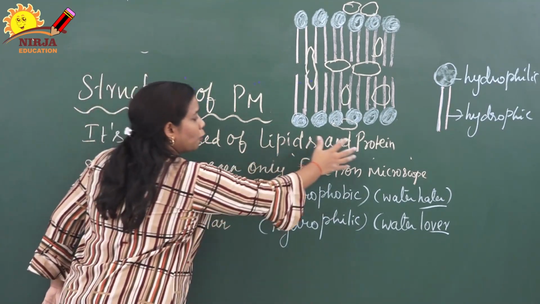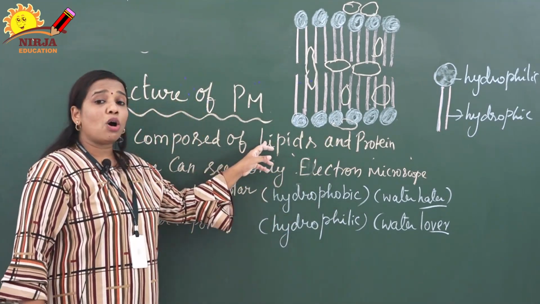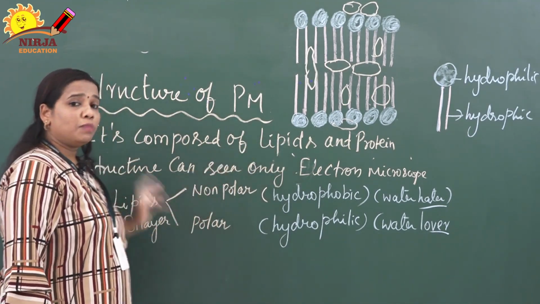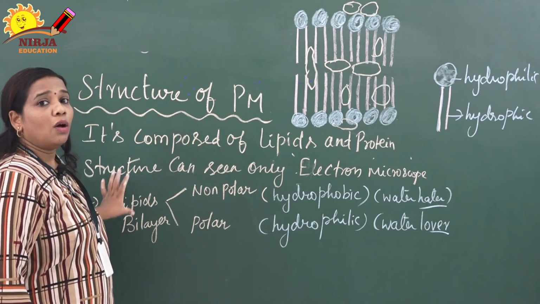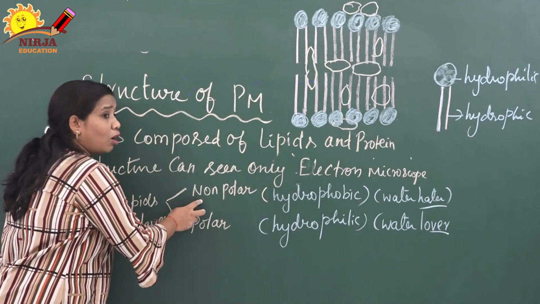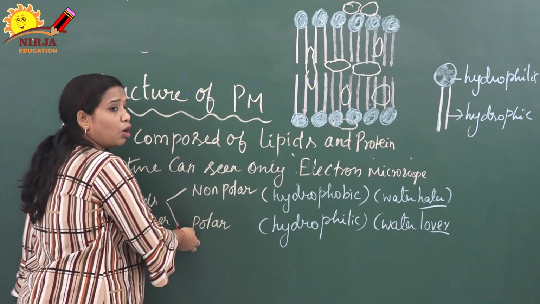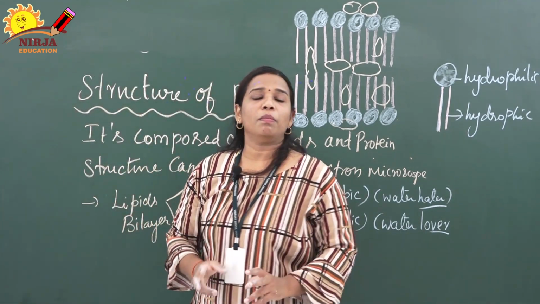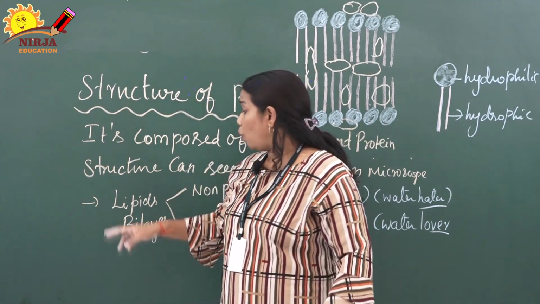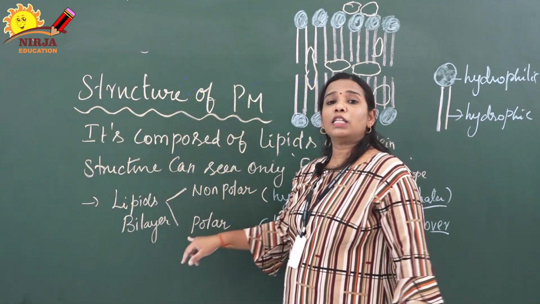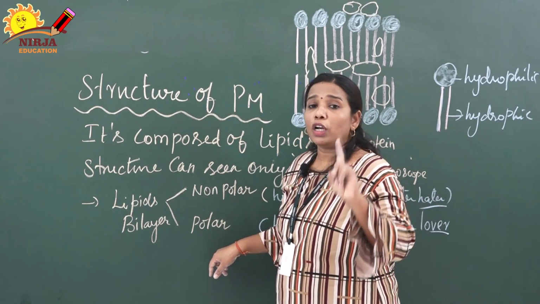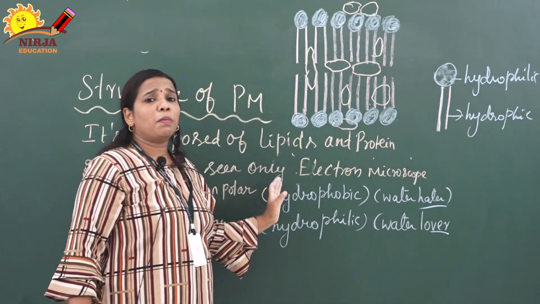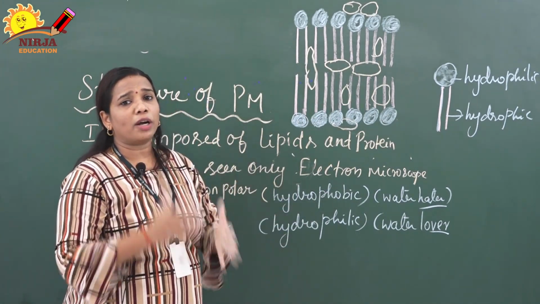Here the lipid and protein are present, but the lipids are arranged in a bilayer. So in the plasma membrane, lipids are arranged in a bilayer. In that bilayer, one layer is called the non-polar layer, another is called the polar layer. So the lipids in the plasma membrane form two layers, one non-polar, another polar. Then only one protein layer is present. Clear?